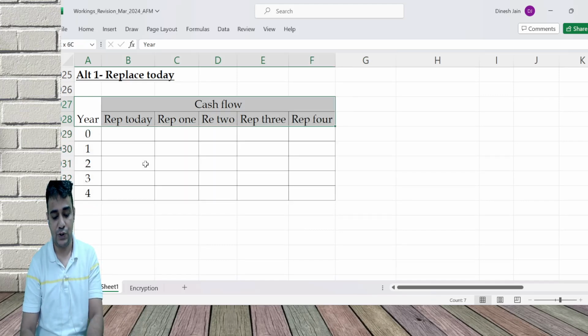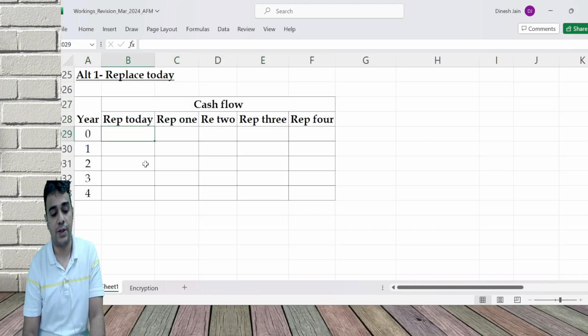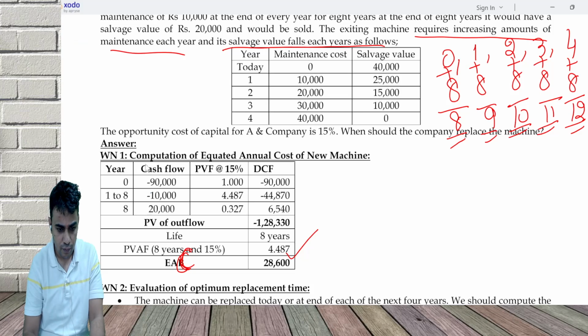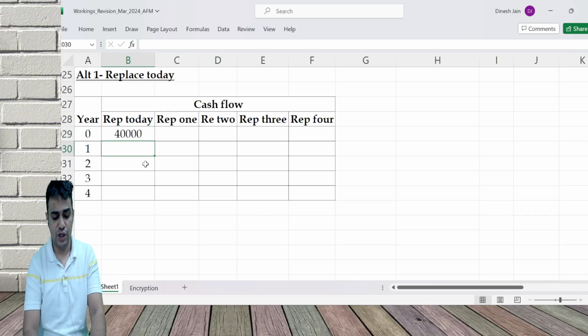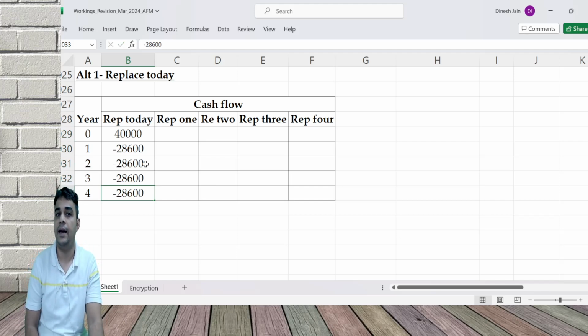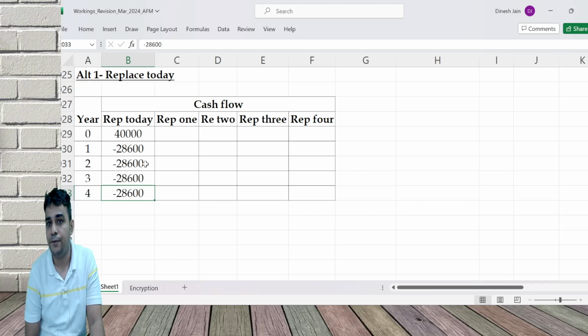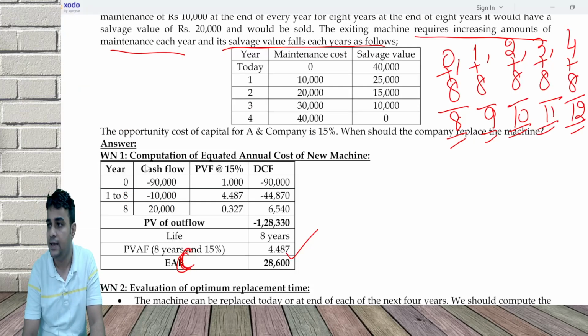If you replace today, you will sell the old machine for how much? There is some value, no? 40,000. Use the new machine, negative 28,600 every year. Sell the old machine for 40,000 and use the new machine, negative 28,600, only for 4 years. Beyond 4, I'm not doing my analysis. Can I do beyond 4? Yes, you can do it. Doesn't really matter, but I'm restricting my calculation only to the first 4 years. That's the answer I told you to get, EAC.